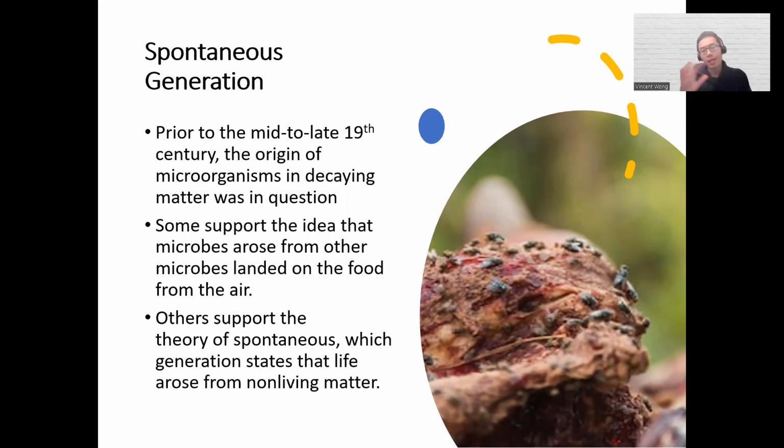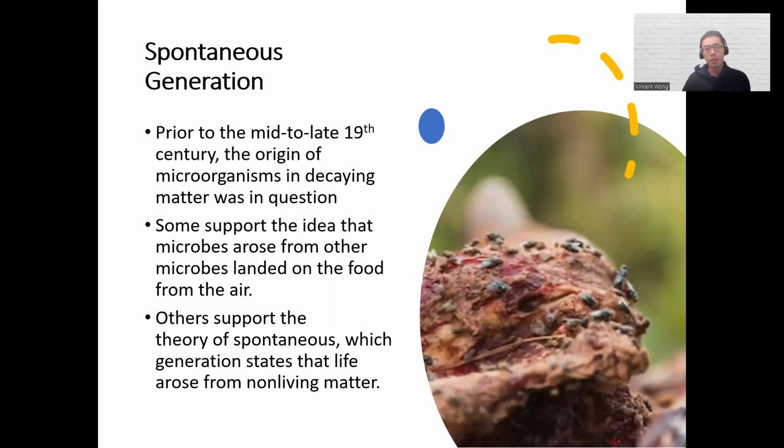Okay. So it has to do with something called spontaneous generation. Spontaneous generation is a concept that originates in the mid to late 19th centuries. And it's the idea that talks about the origin of life. Right. So the concept of spontaneous generation states that life arose from non-living matter.